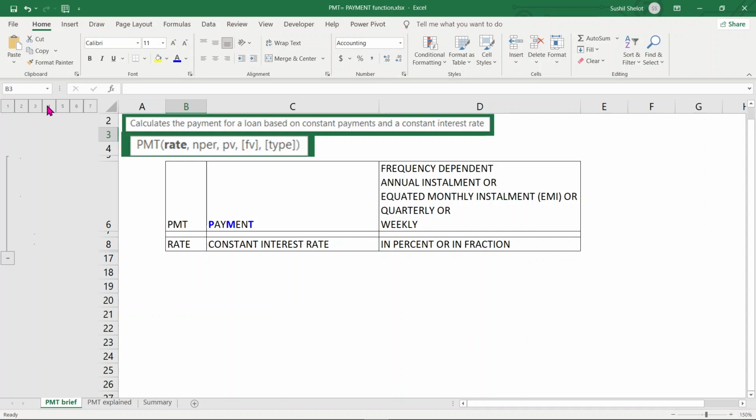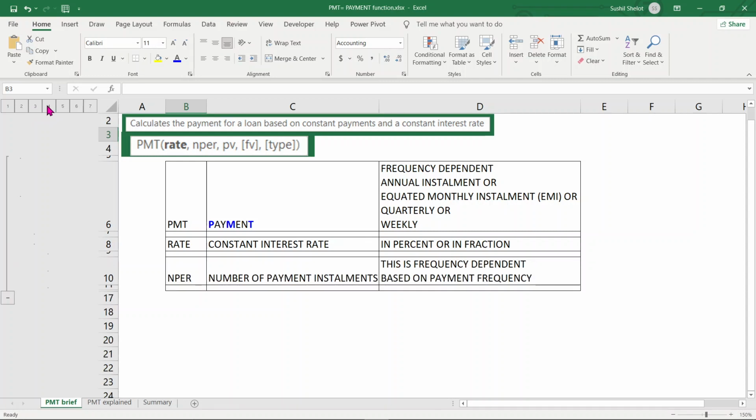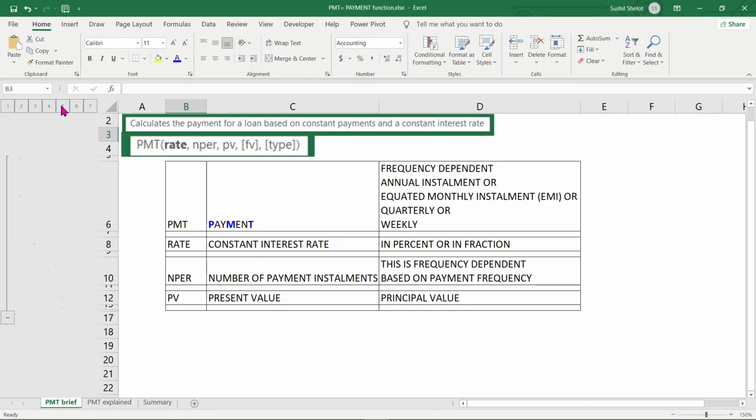The next thing required is the Nper, that is the number of payment installments. Those are the equal payment installments, or in other words, that will define the frequency. Based on the frequency, it can be weekly, so 52 installments in a year. If it is quarterly, it is 4 installments per year. If it is monthly, then it is 12 installments per year. And if it is annually, it is 1 installment per year. So Nper varies as per the payment terms.